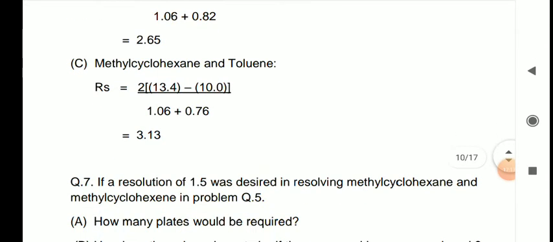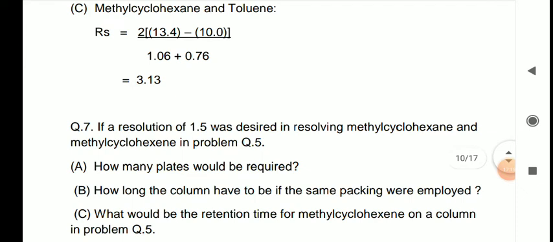Right. Now seventh question. If the resolution of 1.5 was desired for resolving methyl cyclohexane and cyclohexene, how many plates will be required, and how long would the column have to be if the same packing were employed, and what will be the retention time for methyl cyclohexene on the column in problem 5.